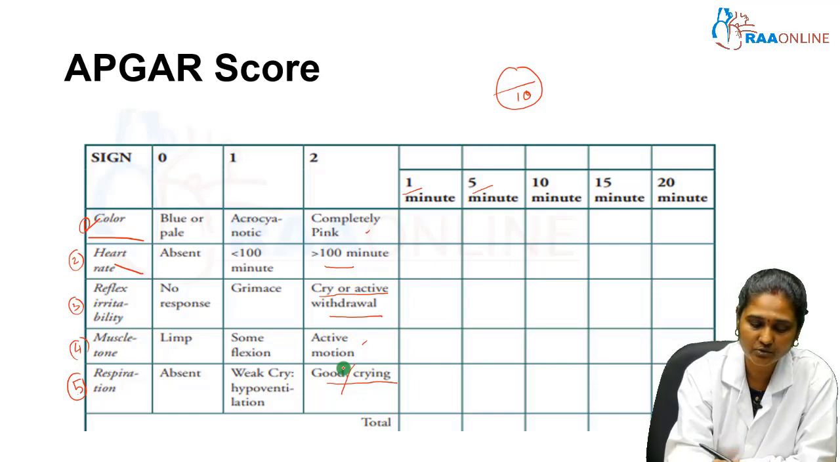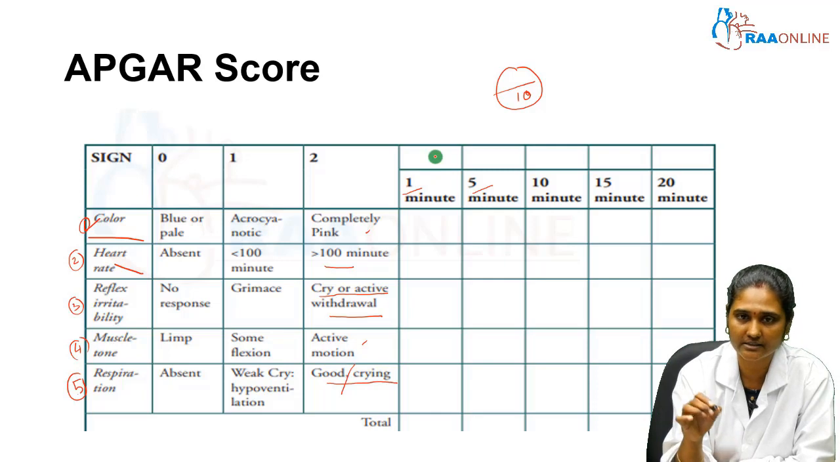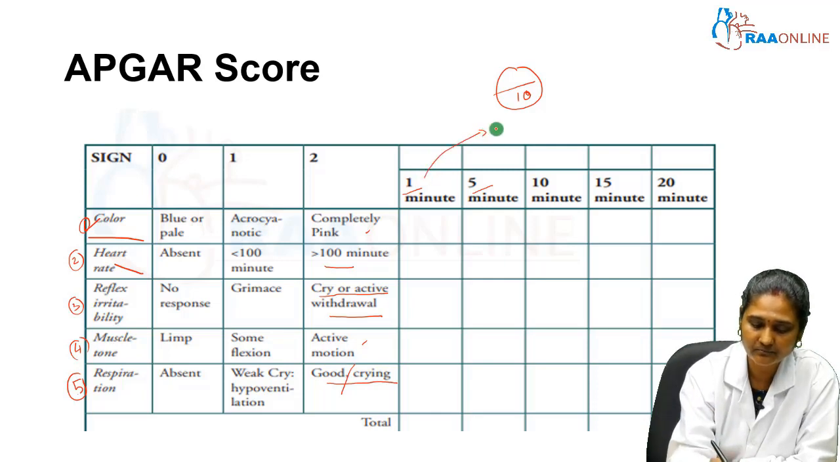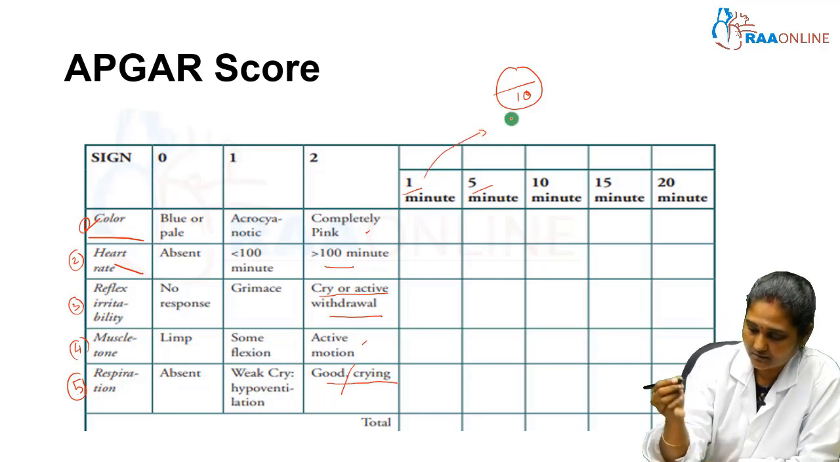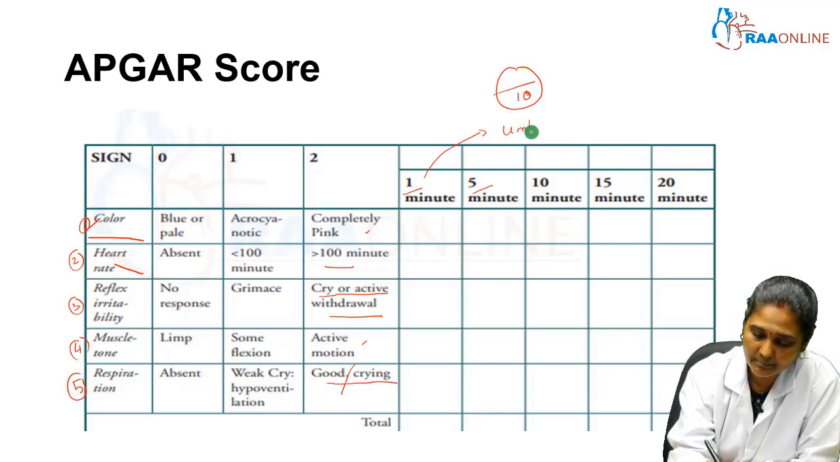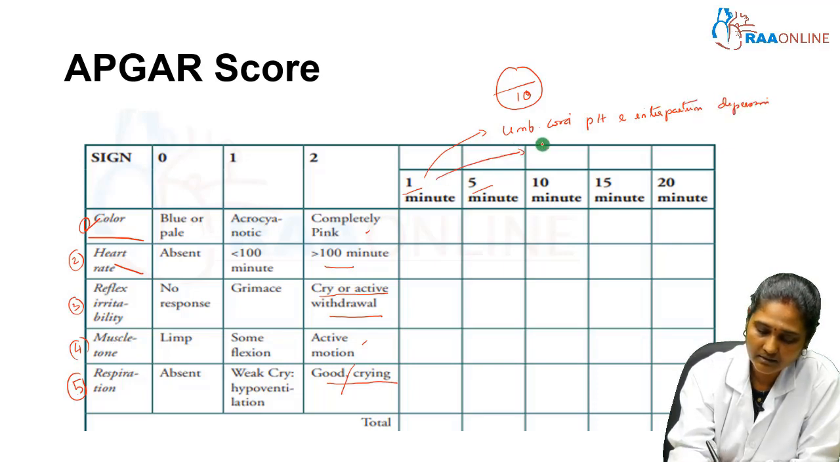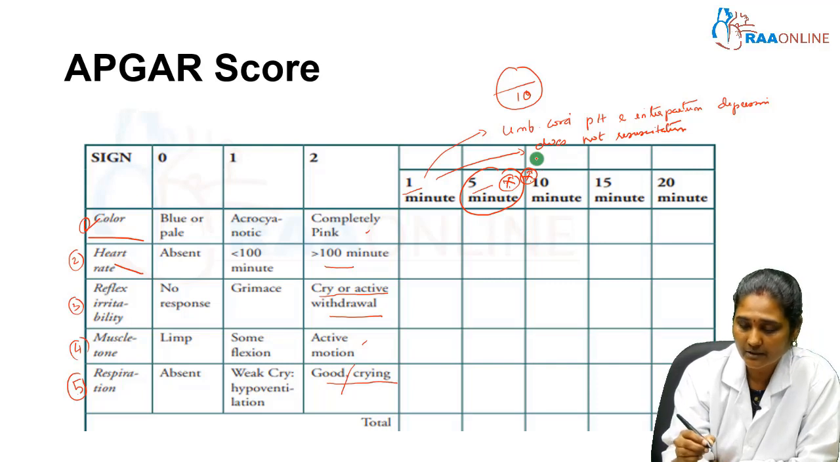So these 5 parameters are taken into consideration while doing the Apgar score. If you see, this 1 minute Apgar does not guide the resuscitation. It correlates mainly with the umbilical cord pH, and it shows only the intrapartum depression. So that's why the 1 minute Apgar does not guide the resuscitation. This 5 minute Apgar is very important.